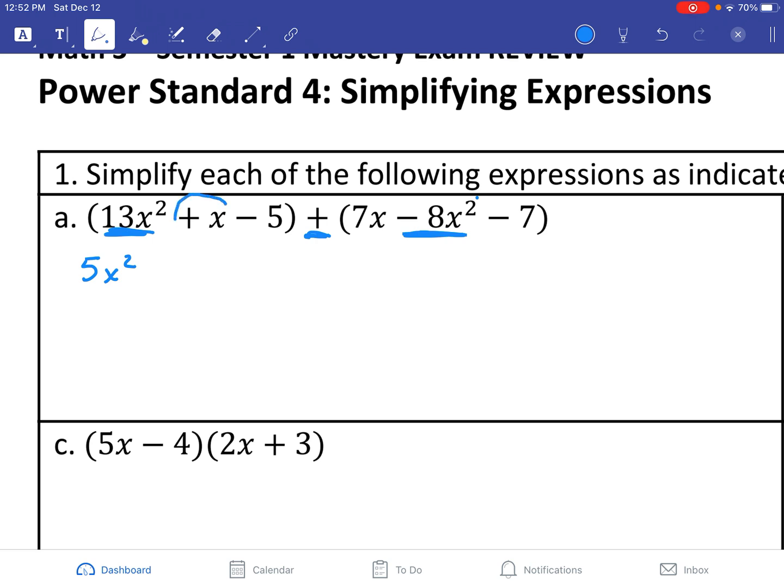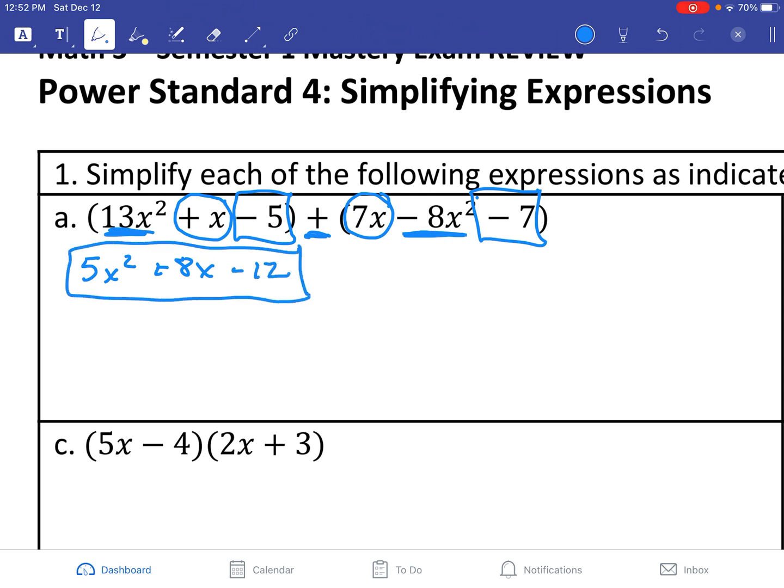Then we have x plus 7x, which gives us 8x. Then we have negative 5 and negative 7, which gives us negative 12. That is it.